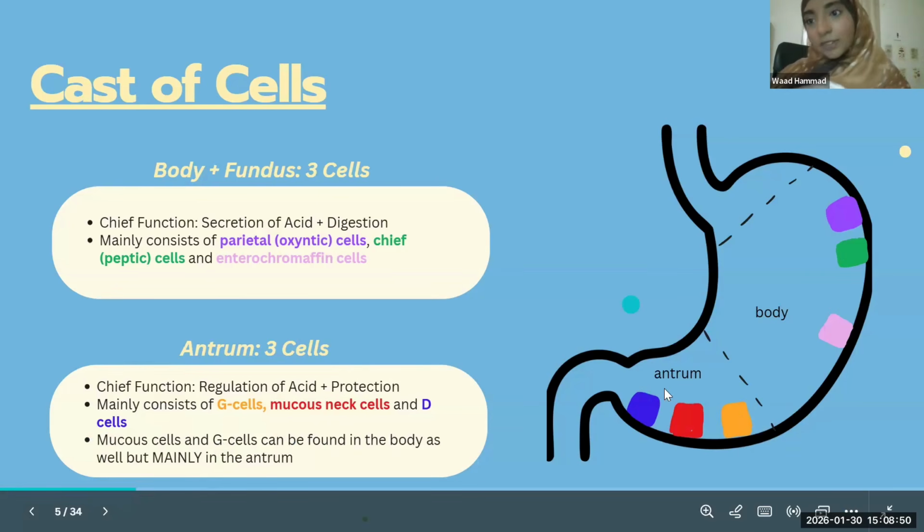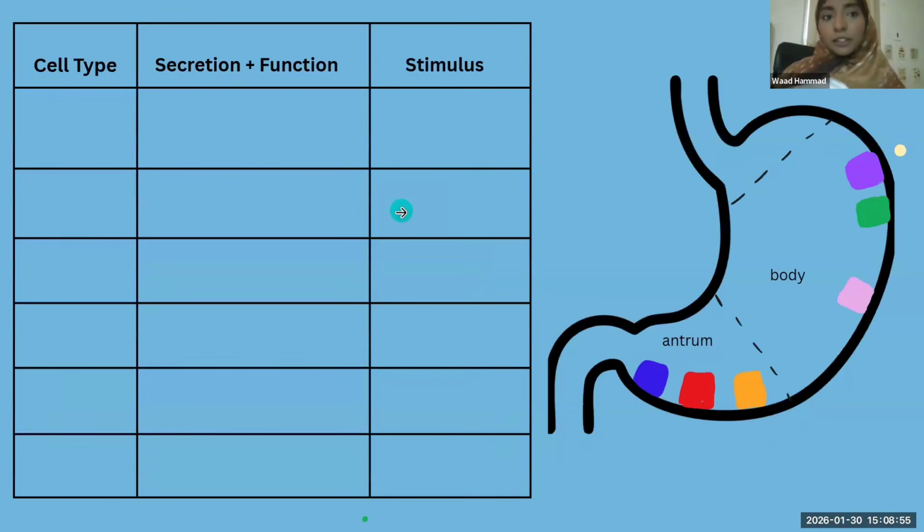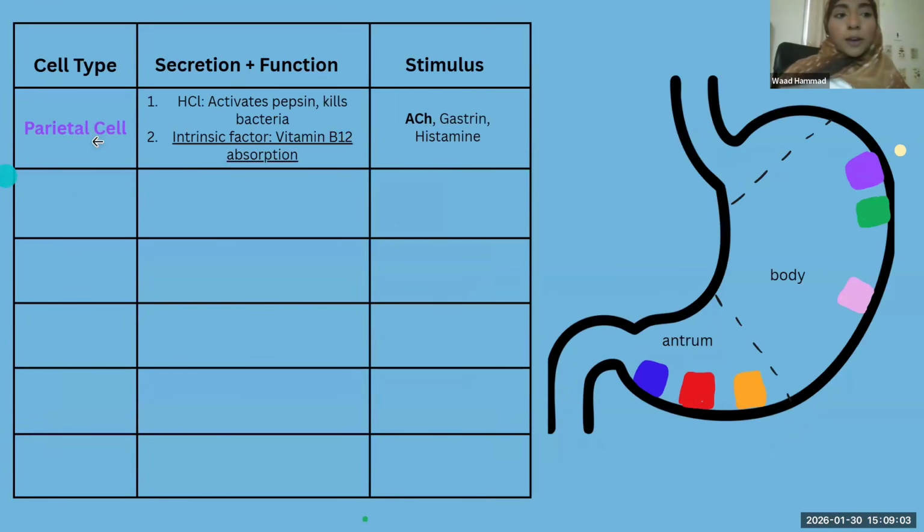Now that we know our cast of cells, it's time to go deep into what each one of them are, what they secrete, what their function is, and what is their stimulus, or what is the reason they come out, right? So the first cell type we're going to talk about is the parietal cell, which I drew over here. Now, parietal cell secretes two things, and they both have their own function. The first secretion that parietal cells have is hydrochloric acid.